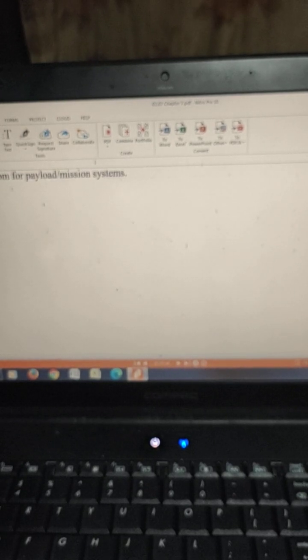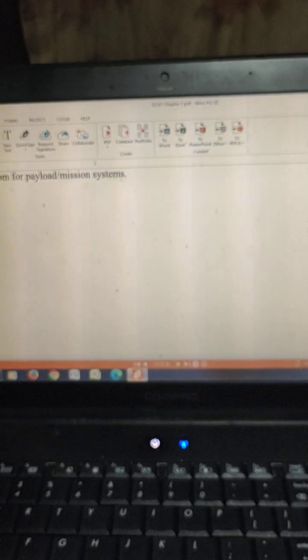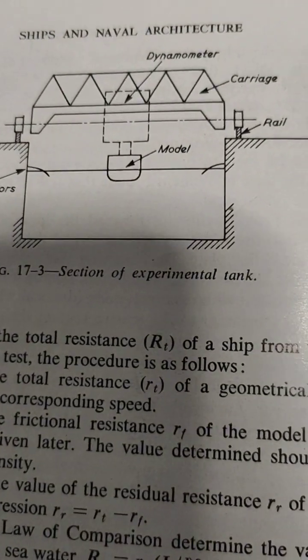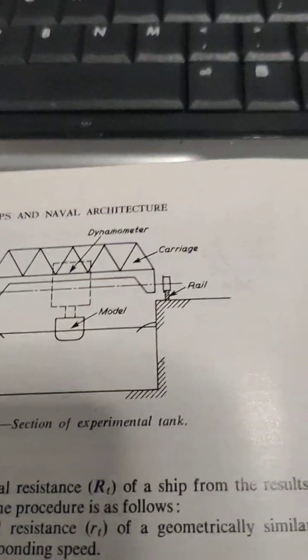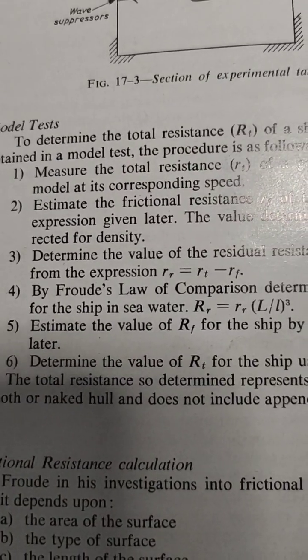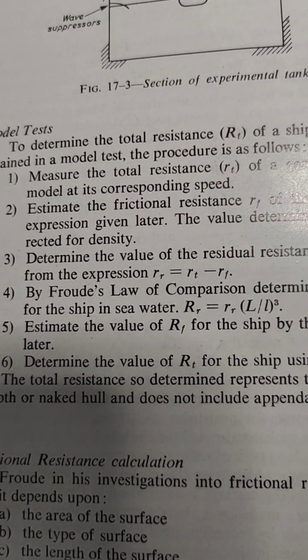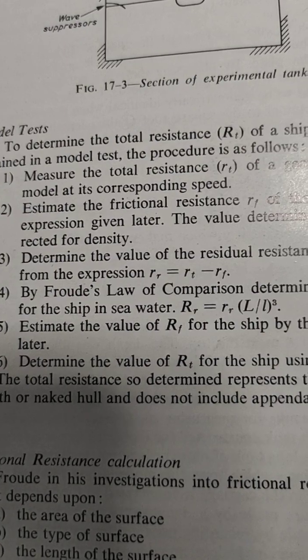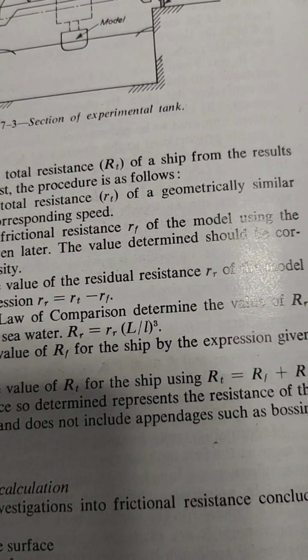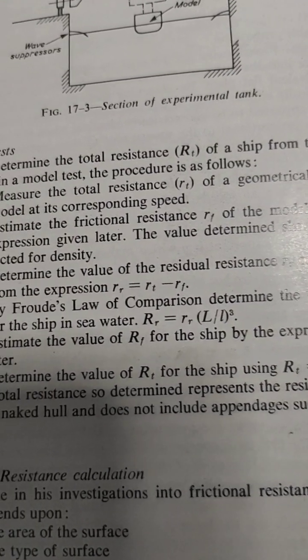Okay, now when we get the resistance of the model, Froude proposed some methods, as you can see here. Look at it. First, to determine the total resistance, you measure the total resistance of the model. This model is made to be geometrically similar to the ship.